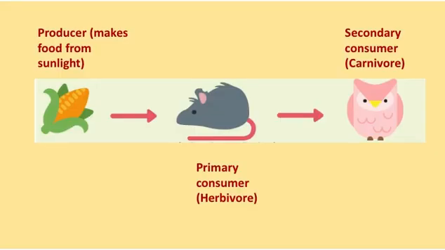Okay, so now let's look at some examples of food chains. So this is a food chain with a producer, a primary consumer, and a secondary consumer. So we've got corn as our producer, so it makes food from sunlight as it is a plant. We have a rat that would eat that. So our rat is the primary consumer, it is a herbivore because it's eating a plant. And we have an owl that would eat our rat, and that's the secondary consumer, which makes it a carnivore because it's eaten the rat. So this is quite a simple and short food chain. Next we'll look at a food chain with 4 things in it.